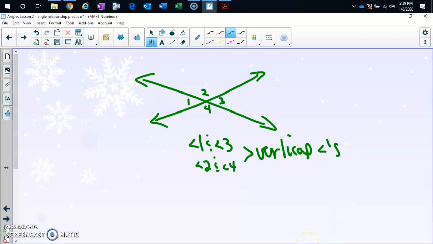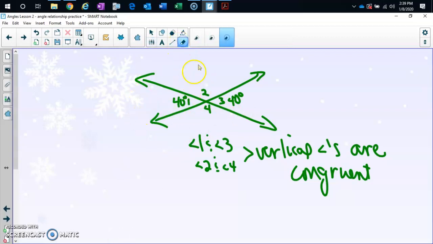Vertical angles are congruent. Now, what that means is this. If this angle is 40 degrees, this angle is also 40 degrees. Congruent means their measures are the same. Vertical angles are congruent. Angle 1 and angle 3 are vertical, and angle 2 and angle 4 are vertical. That is one type of angle in an angle clump. Now, the second type is this.